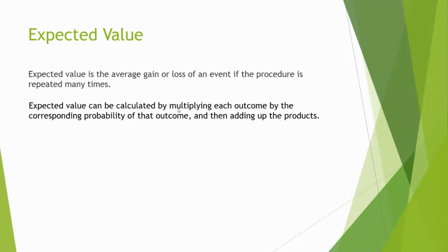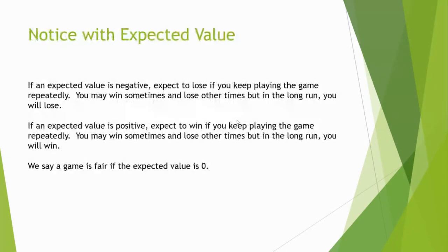And the definition is here. It's really not that hard to calculate it. You just take each outcome you get, or in this case, how much money you're going to get or lose, multiply it by the probability of that outcome, and then you add up the results, add up the products. Okay, so that's how we calculate it, but we also like to interpret it.